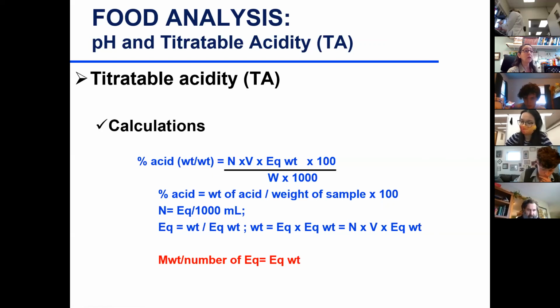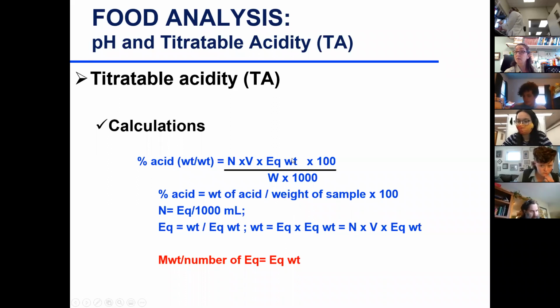So when we're doing equivalence reactions, you have to take into account the number of equivalents. In the past, the number of equivalents was always 1, so we used molecular weight. But because now we're working with acids that might have more than 1 equivalent, you have to account for that in the equation. So molecular weight divided by number of equivalents equals equivalent weight.